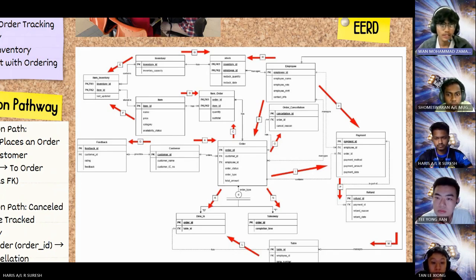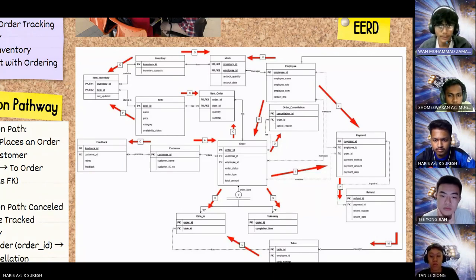Next, let's go to the order and payment relationship. The payment entity is linked to the order table through the order ID. This connection ensures that every payment is associated with a specific order. Payments are also linked to employees using employee ID, which tracks which employee managed the transaction.